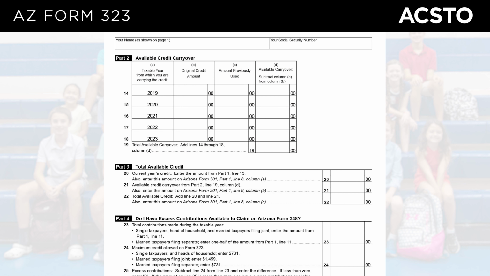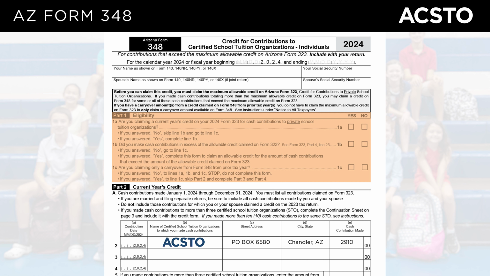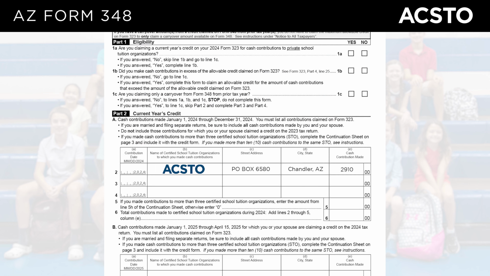Overflow donations are recorded separately on Form 348. The first part of the form checks to see if you're eligible to claim the overflow credit. It asks this because the overflow tax credit is only available for those who have donated the maximum amount to the original tax credit in the same tax year. If you've donated above and beyond the original tax credit for this tax year, or are claiming carryover overflow credit from a previous tax year, complete Part 1 and then move on to Part 2.